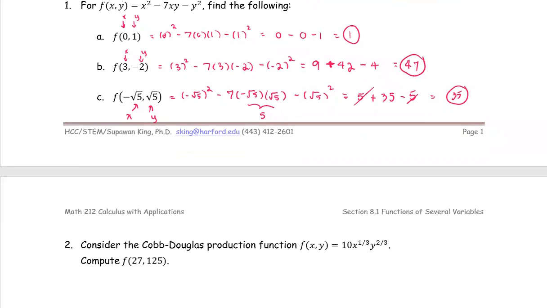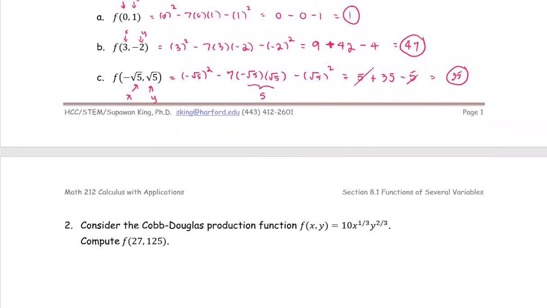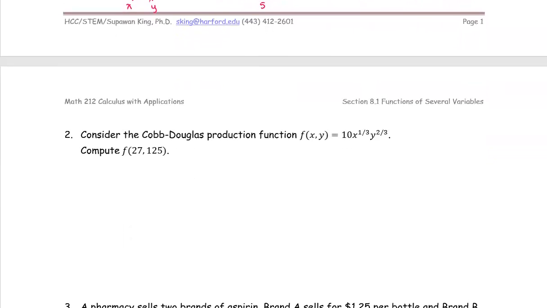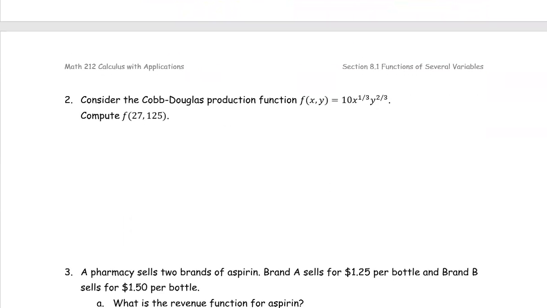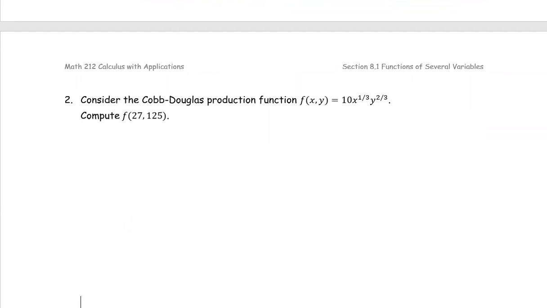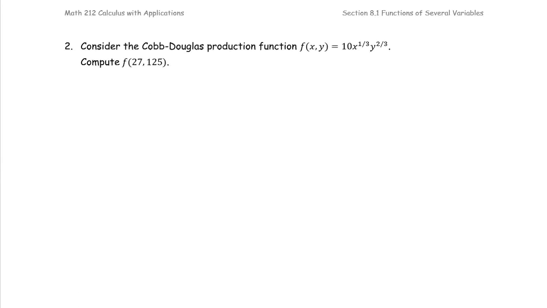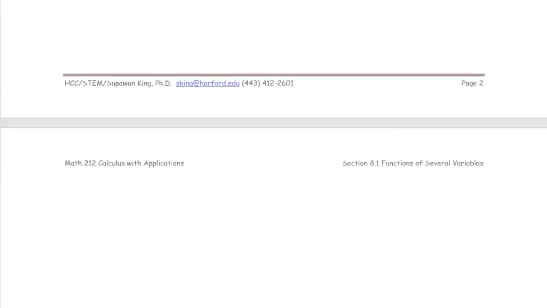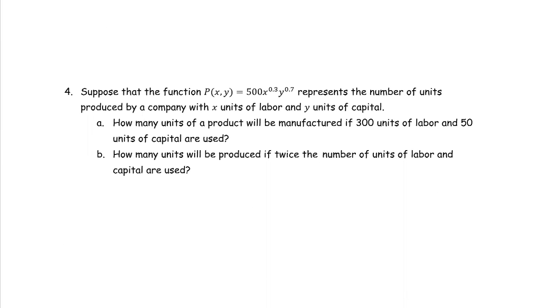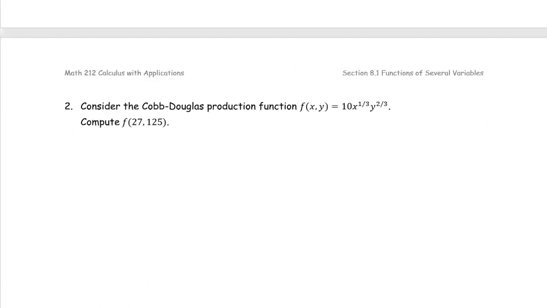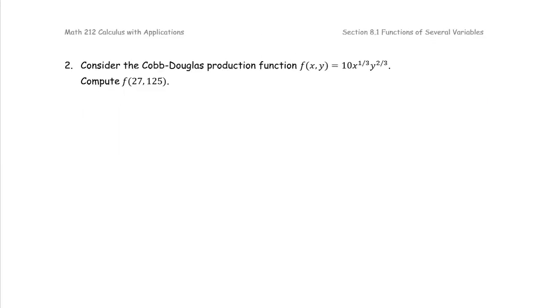Okay, and a function that we're going to use very often in business applications is the Cobb-Douglas production function. It's a function that depends on both x and y. We call one the labor and the other one the capital. Sorry, I was wrong earlier. So one is for the labor and the other one is for the capital.